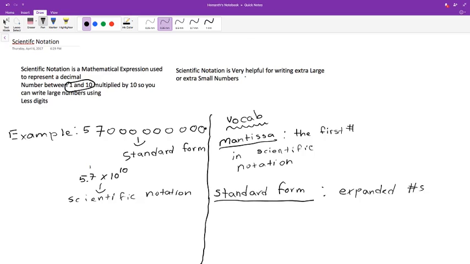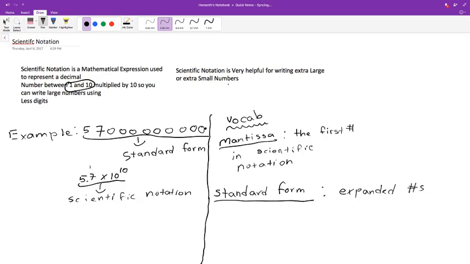So this is just so you don't have to write really big numbers like this one over here all the time on your homework. You can have much neater looking answers like that.